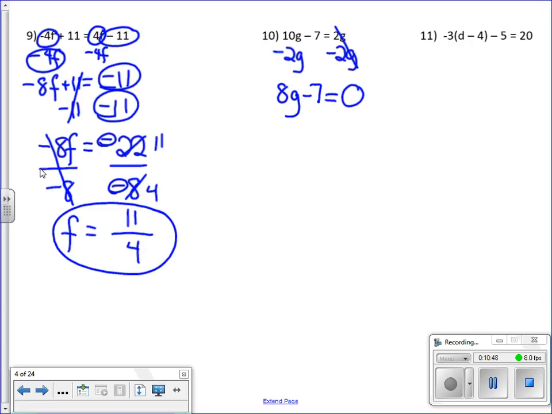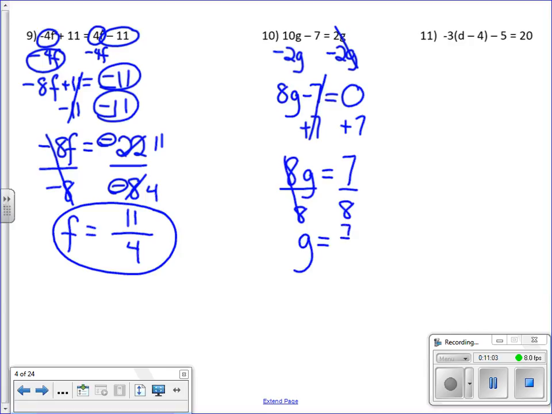Now I need to add 7 to both sides to get rid of my 7. So now I have 8g is equal to 7. All right, now I'm going to divide both sides by 8. And then my answer becomes g is equal to 7 over 8. Again, fraction is fine for my answer.